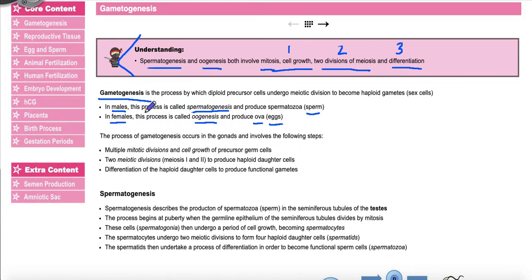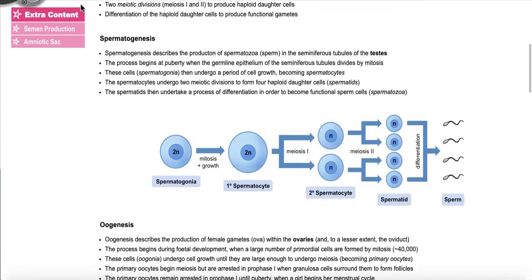And we know that all of this gametogenesis happens in the gonads, which are the organs. So ovaries for females and testes for males. So here we see the three processes that are involved in gametogenesis. Spermatogenesis is a lot more simple than oogenesis.